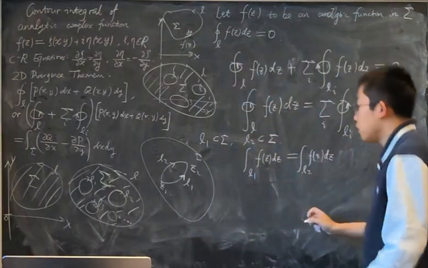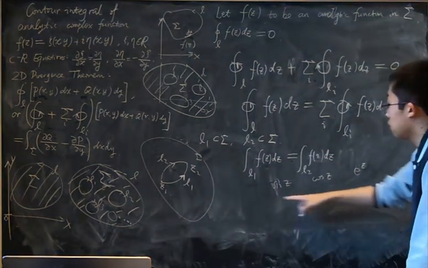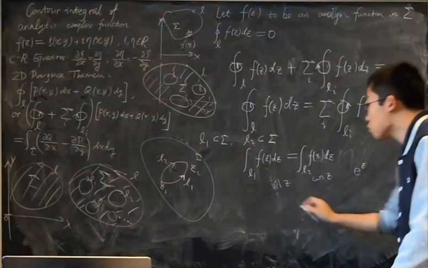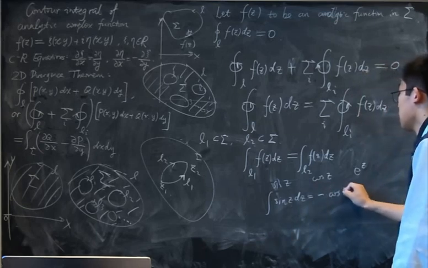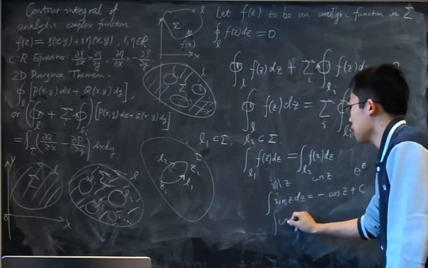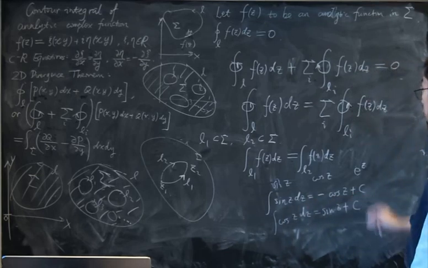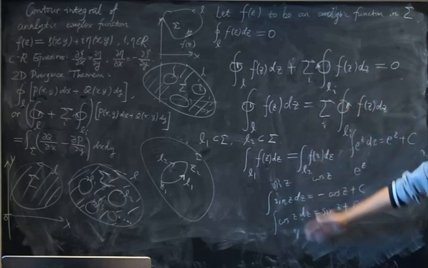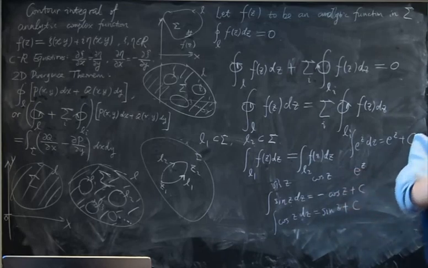For example, we know that sin z, cos z, and e^z are all analytic in the whole complex plane. So we can write the integral of sin z dz as negative cos z plus some constant. We can write the integral of cos z dz equals sin z plus some constant. We can write the integral of e^z dz equals just e^z plus some constant. But of course, all variables and functions here are complex instead of real.